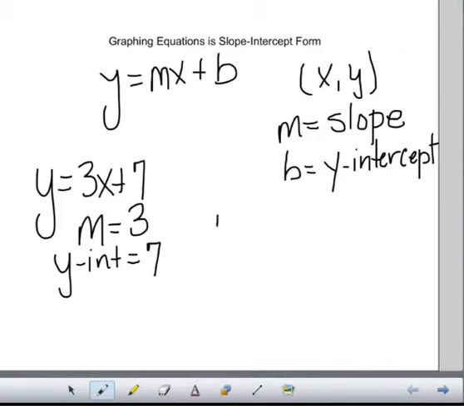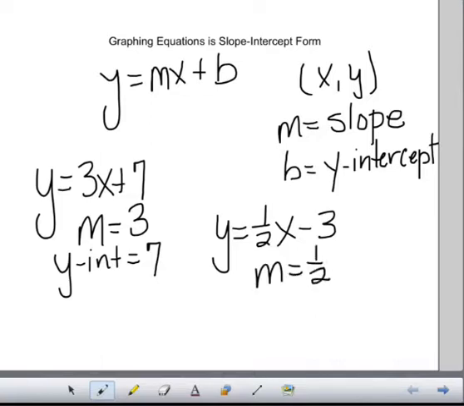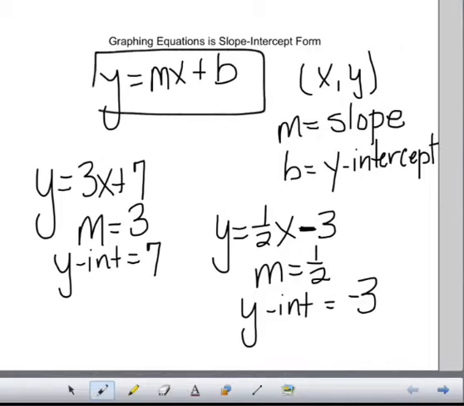If I gave you the equation y is equal to 1/2 x minus 3, then my slope is equal to 1/2, and my y-intercept is equal to -3. Okay, because I have that minus 3 right there. That makes that a -3 for my y-intercept. Okay, so slope-intercept form. y equals mx plus b, where m is the slope and b is your y-intercept.